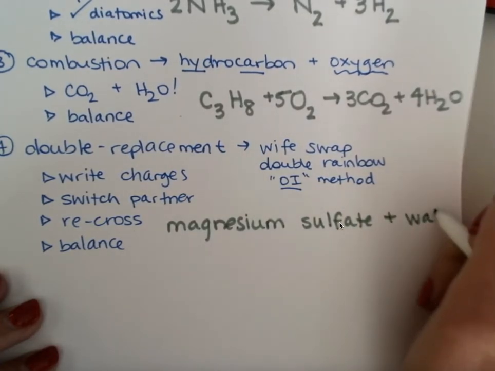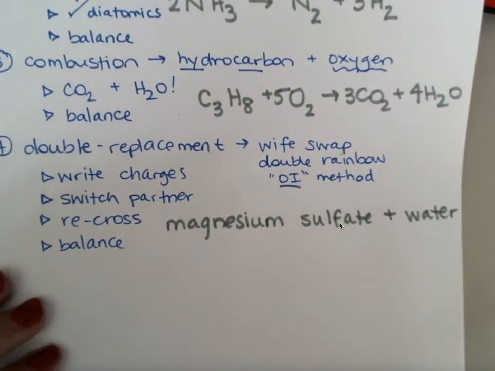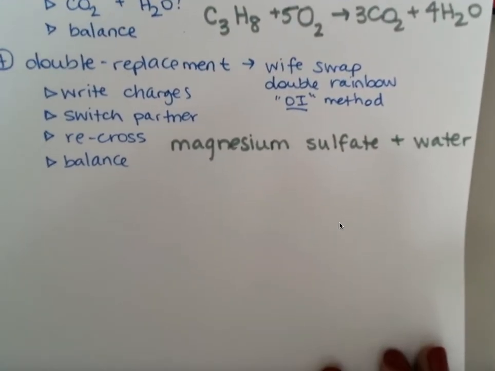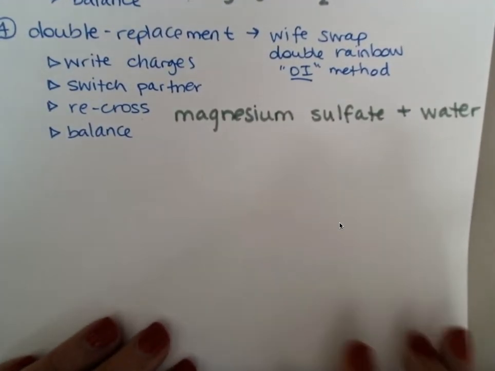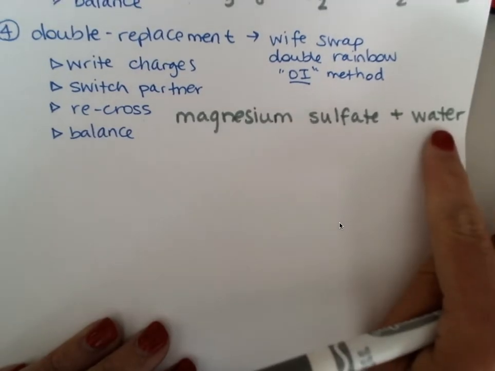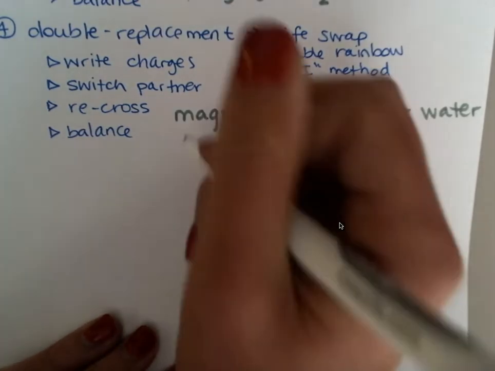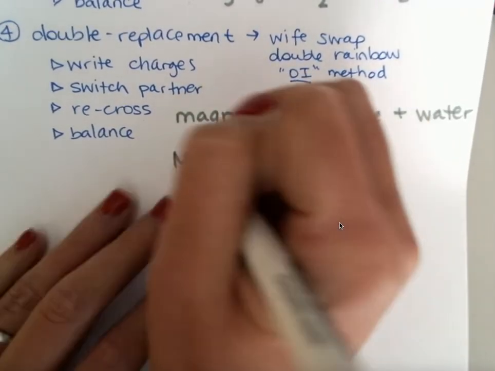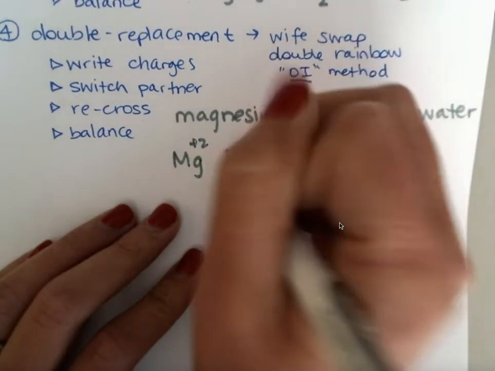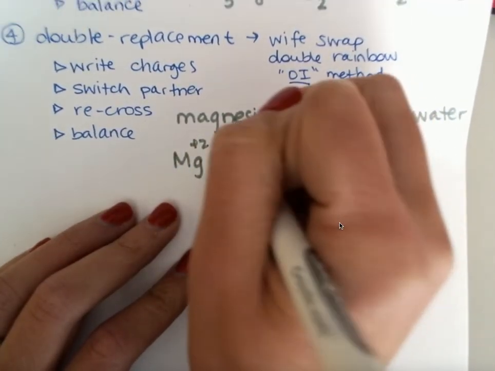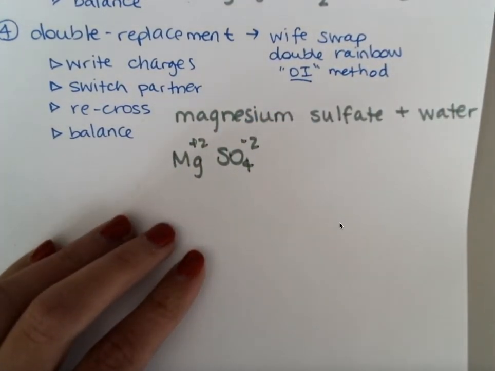plus water. I'm picking water here on purpose because we have to be careful when we're talking about ions. We can't draw water as H2O. We need water to be in its ionic form, which is HOH. So magnesium is a +2. Sulfate is a -2. So those are even. That's nice.